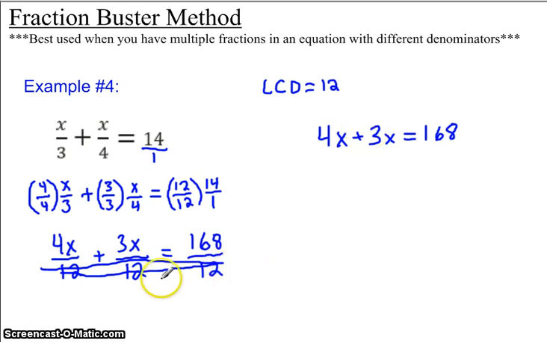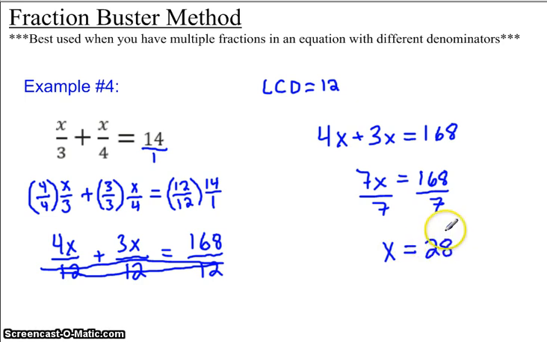This is the fraction buster. We busted the fraction by getting rid of the denominator, so we no longer have fractions. So this is 7x is equal to 168. You probably have to break out the calculator here, maybe not if you could do this in your head. We're going to get x is equal to 28. So this fraction buster method is all about getting rid of the fraction. Let's do one more.